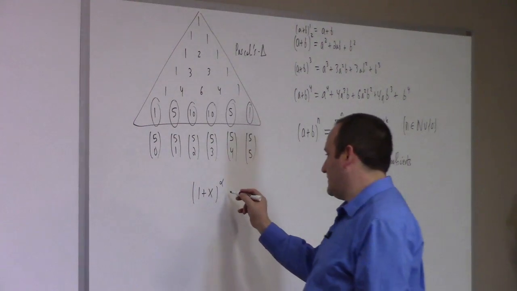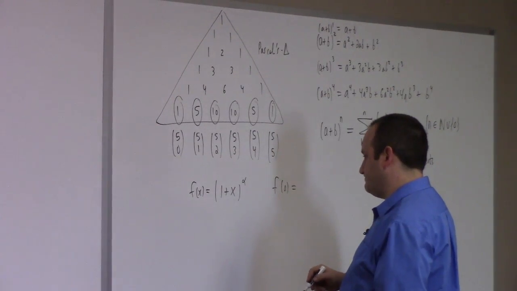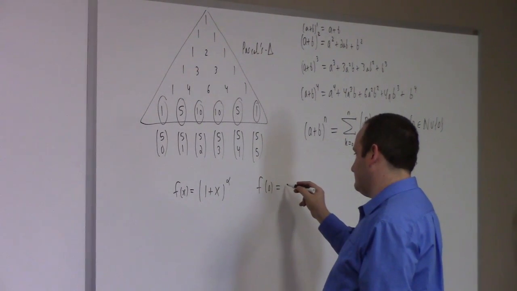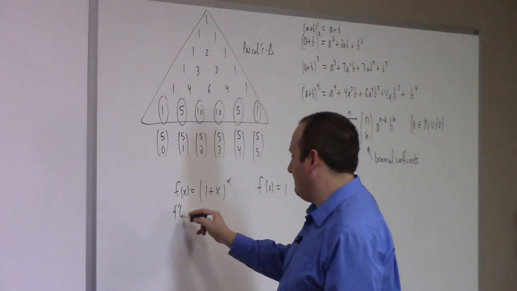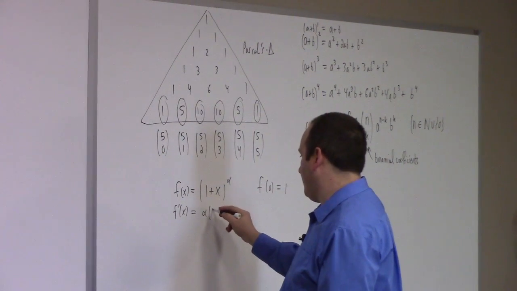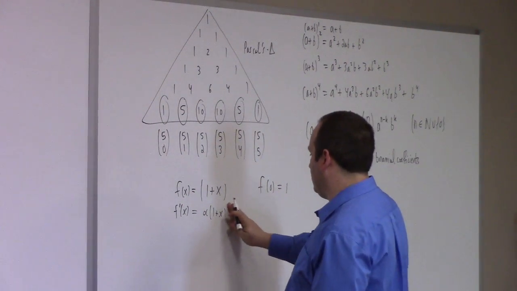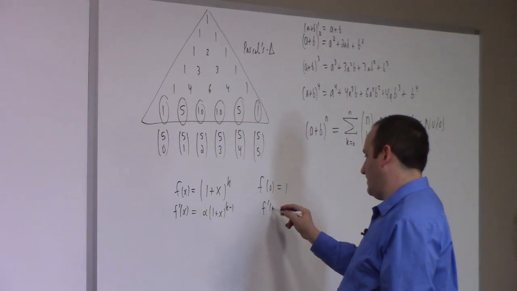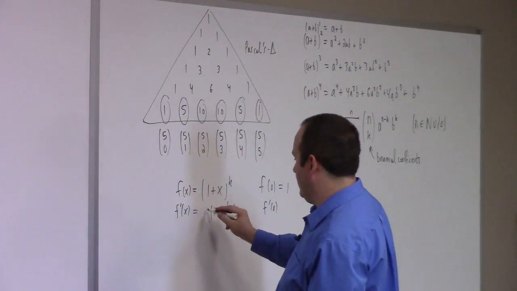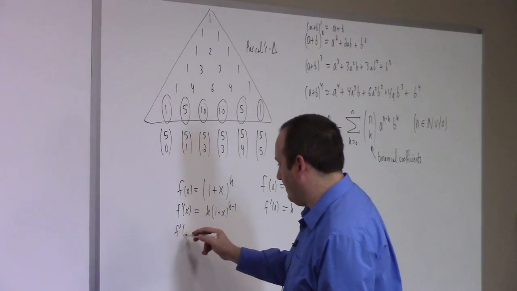Well, then you can say that this is equal to f of x, right? And then you have like what? f of 0 is what? 1, right? What's f prime of x? Usually you put a k up here, actually. So f prime of 0 is k, right? What's f prime prime?